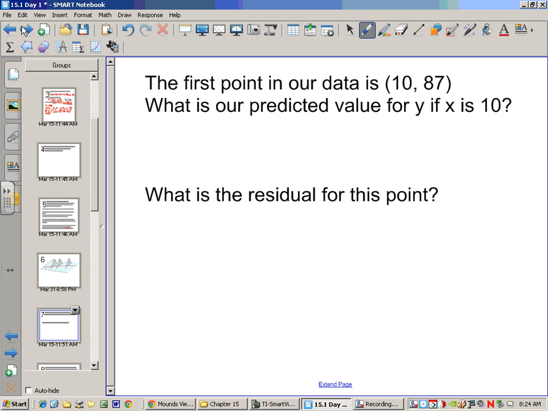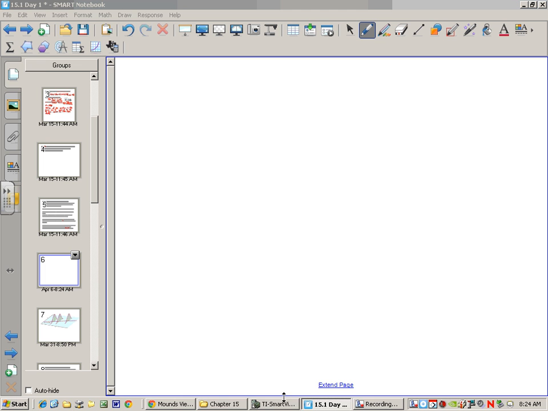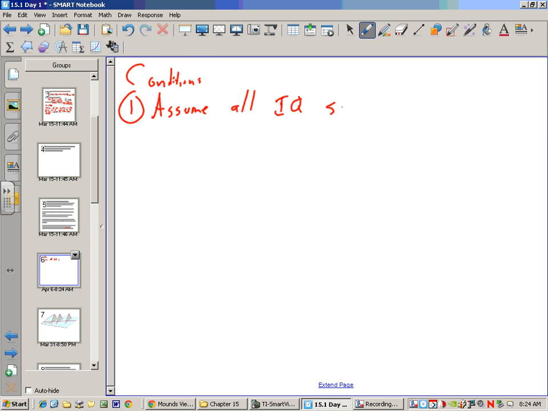So let's check the conditions for the crying intensity. For the first condition, we'll state: assume all IQ scores are independent. Since we don't have much information, all we can do is just assume that they are.